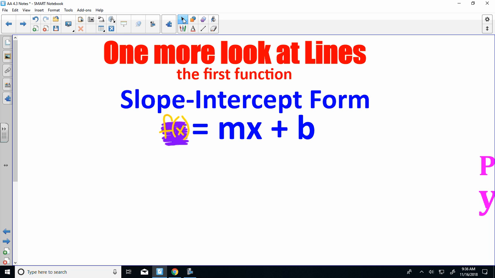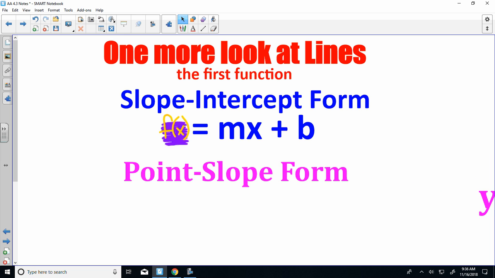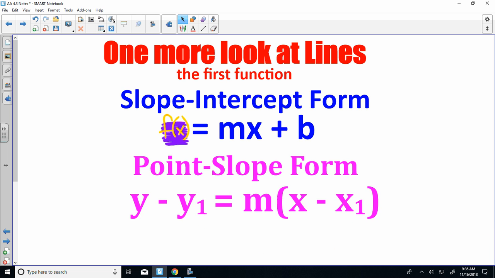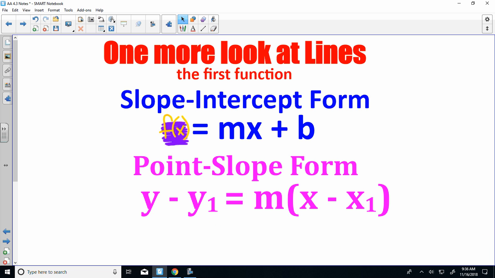That is one way, but the way we're going to look at it more so today would be the point slope form, which is this particular equation, y minus y1 equals m times x minus x1, where m is the slope. And x1 and y1 are some coordinate on the graph.